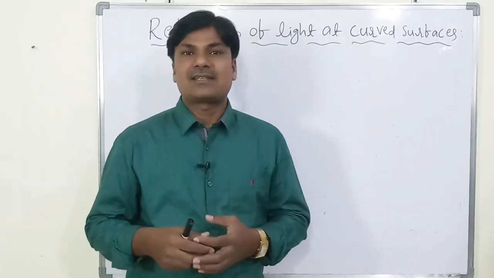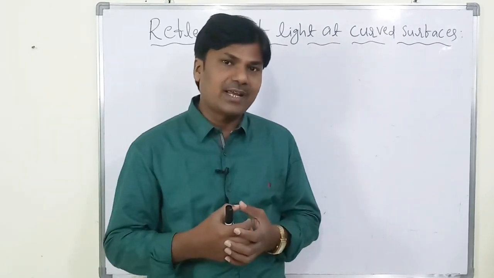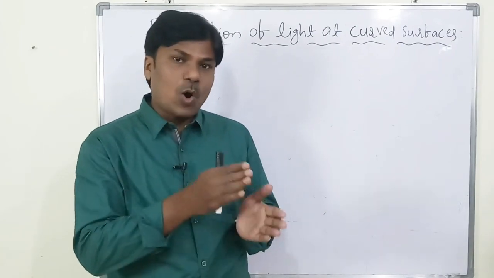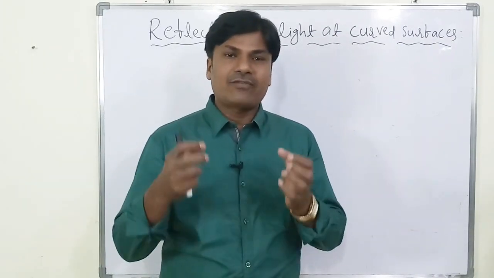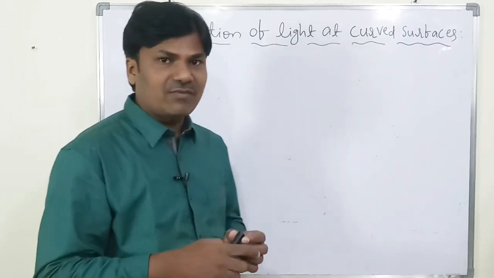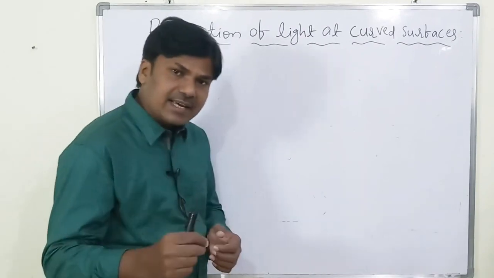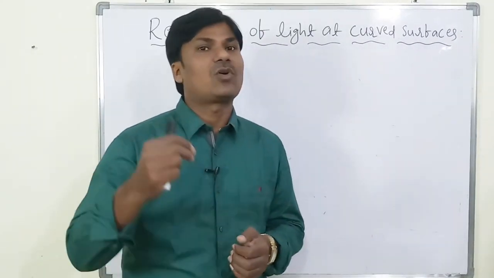There we discussed how light starts from a self-illuminating body, how it strikes a surface, and after striking, how it reflects back. And also we discussed the law of reflection. What is the law of reflection? The law of reflection is: angle of incidence is equal to angle of reflection, meaning i is equal to r.